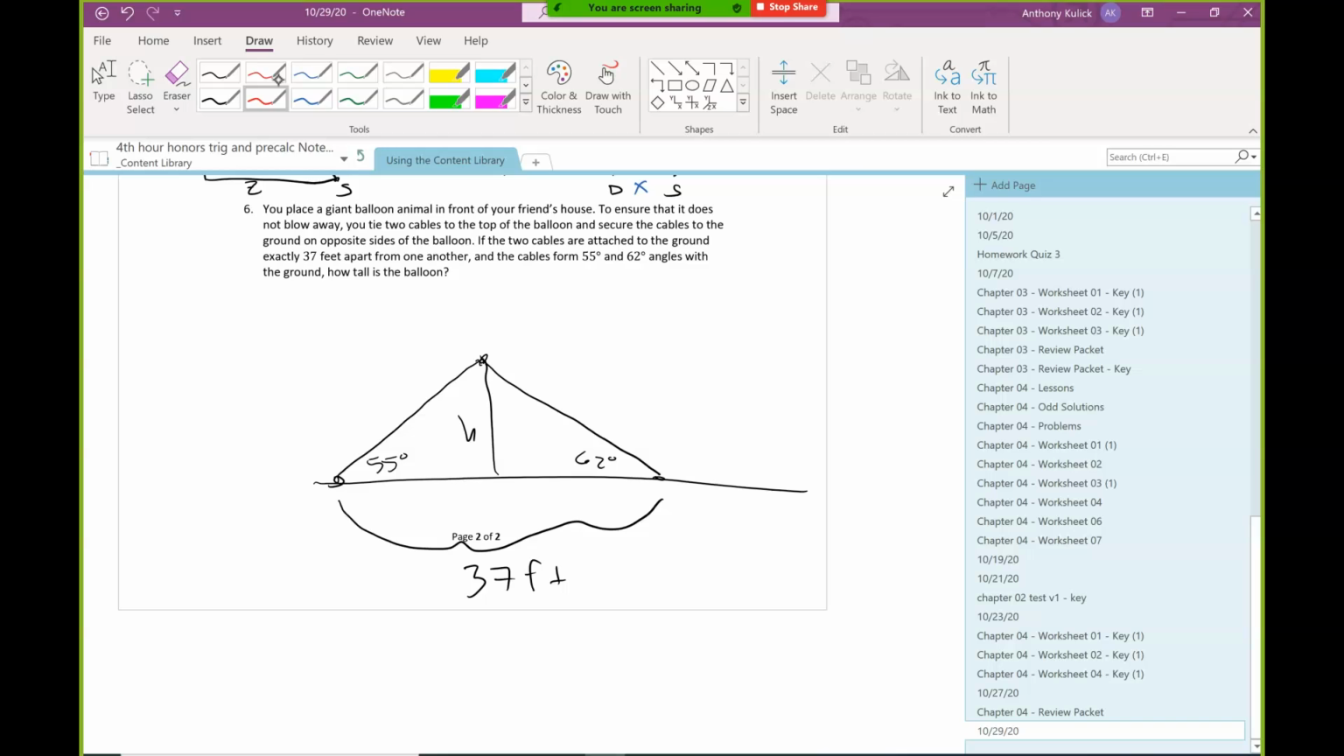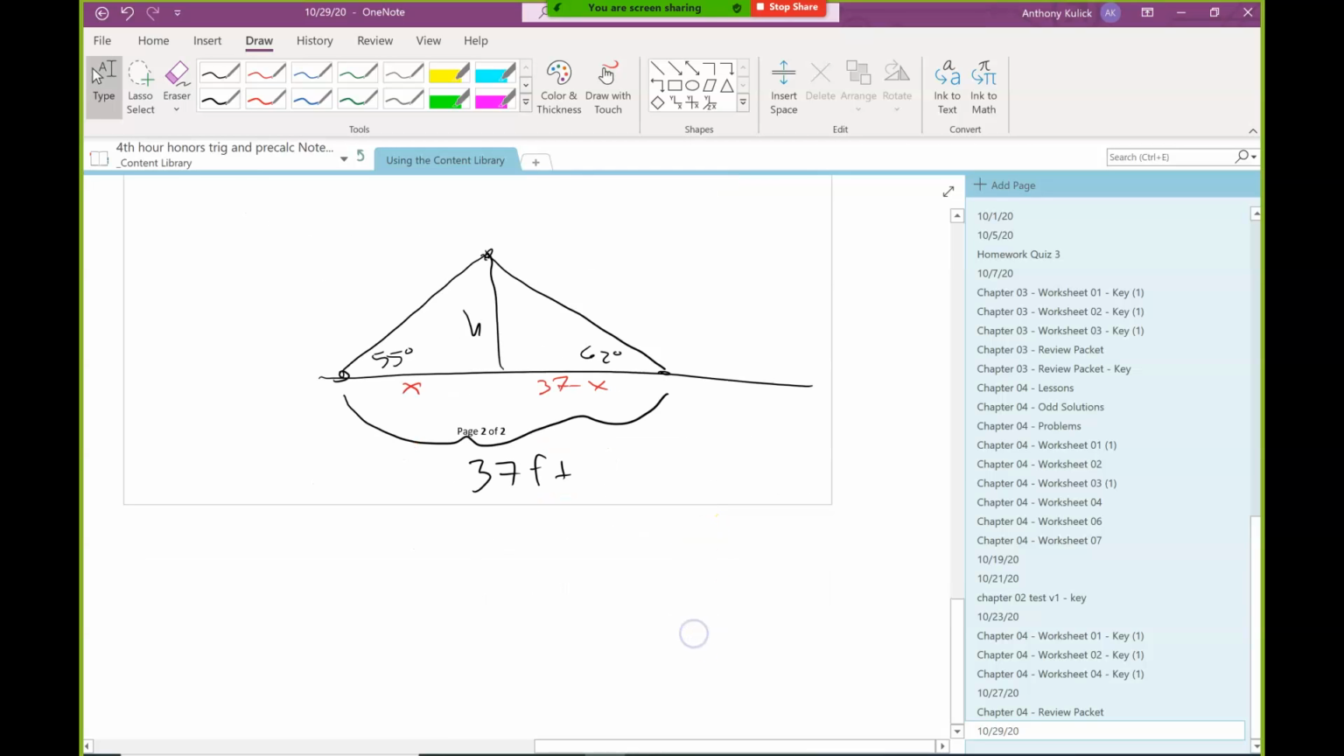The thing you don't want to do is say that this distance here is 18.5. That's definitely not right. That's only true if you're dealing with an isosceles triangle, and based on the 2 angles that you have, it's certainly not an isosceles triangle because the base angles aren't the same. So let's call this one x. So this one would be 37 minus x. And then we can just form a system of 2 equations and solve this, just like that last example we did yesterday in the notes.